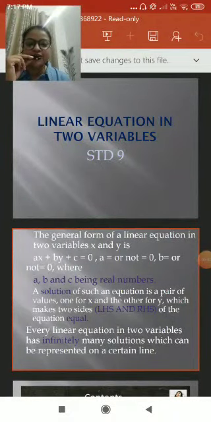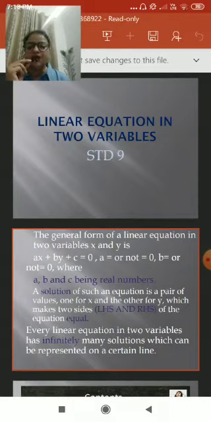Hello and hi everyone. Today we are going to start the chapter Linear Equation in Two Variables for Standard 9. Now, what do you understand by linear equation? Linear equation is a simple equation, a one line equation, where you have variables and constants.